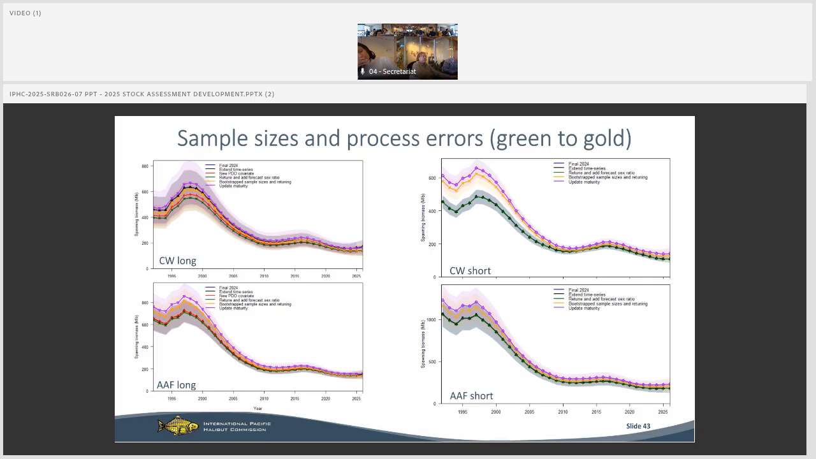So again, this is green to gold. And generally, this had the effect of increasing the biomass in the historical period, but it was somewhat mixed at the end of the time series. And you can see for some of these models, like the areas fleet short model, the green and the gold are essentially on top of each other at the end of this time series. Similarly, for the coast-wide long model, the green and the gold fall essentially right on top of each other. So there were some mixed effects across models with, like I said, the largest effect being on the historical time series. That step of updating the sample sizes.